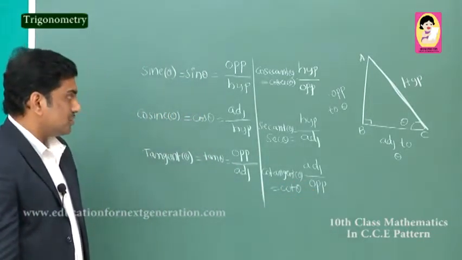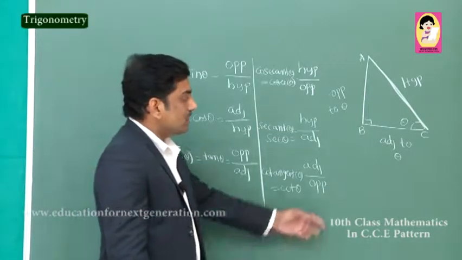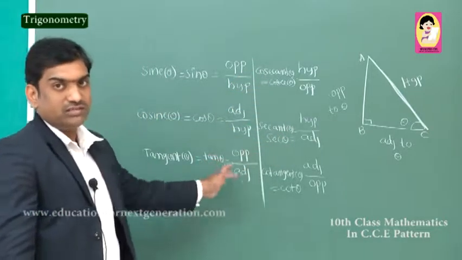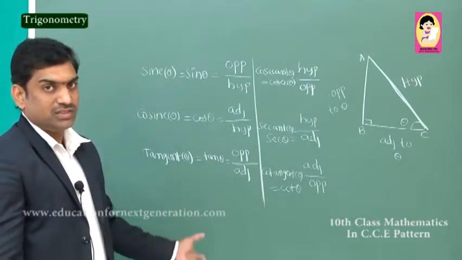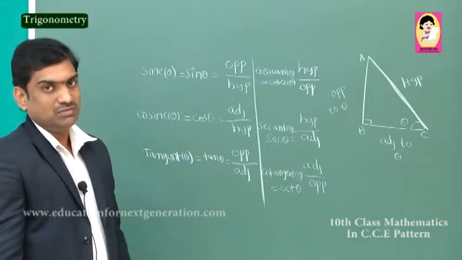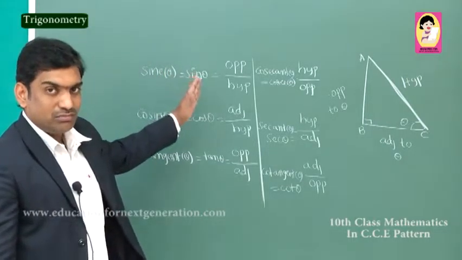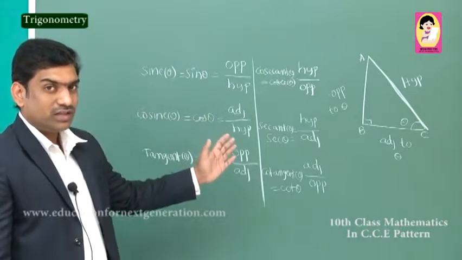So these are the 6 ratios. From where are we getting these 6 ratios? In a right angle triangle, we are defining these 6 ratios. Where do we use these 6 ratios? Is there any separate branch or topic in mathematics? Yes, it is a separate topic in mathematics. This topic name is trigonometry.